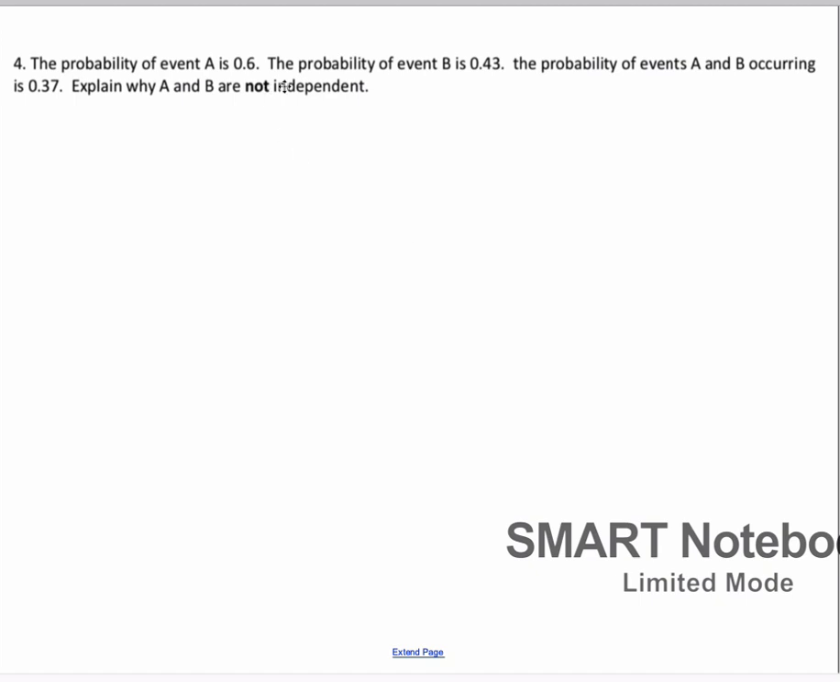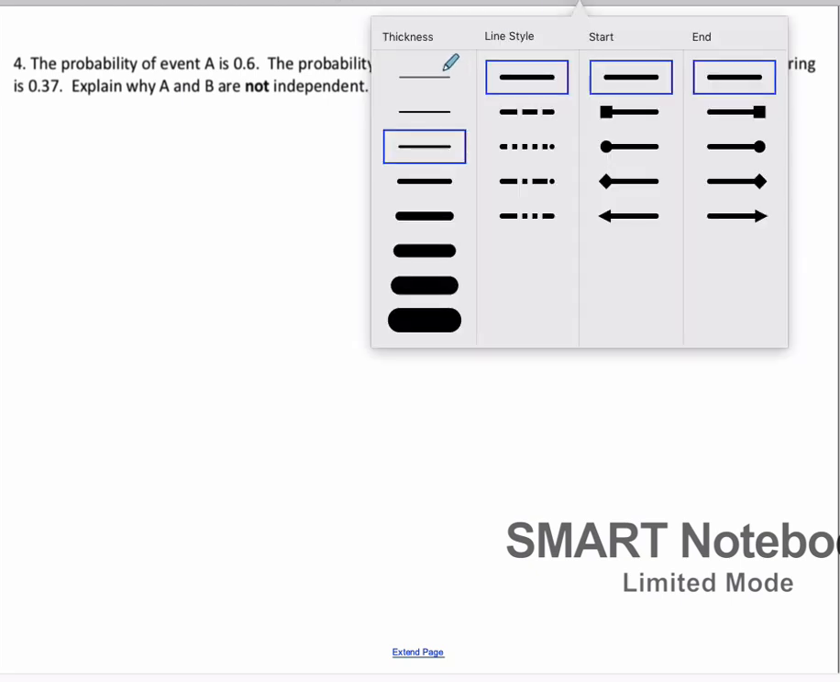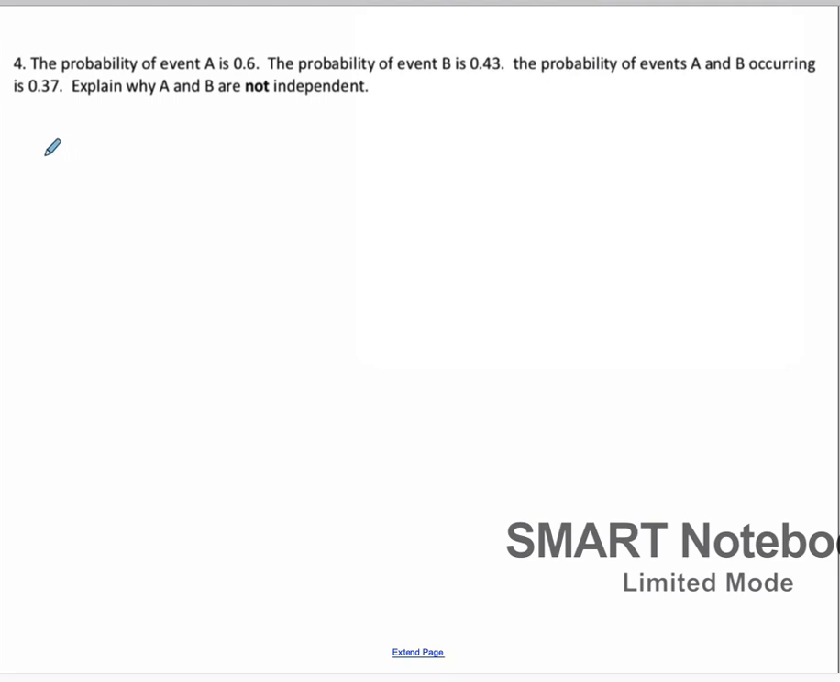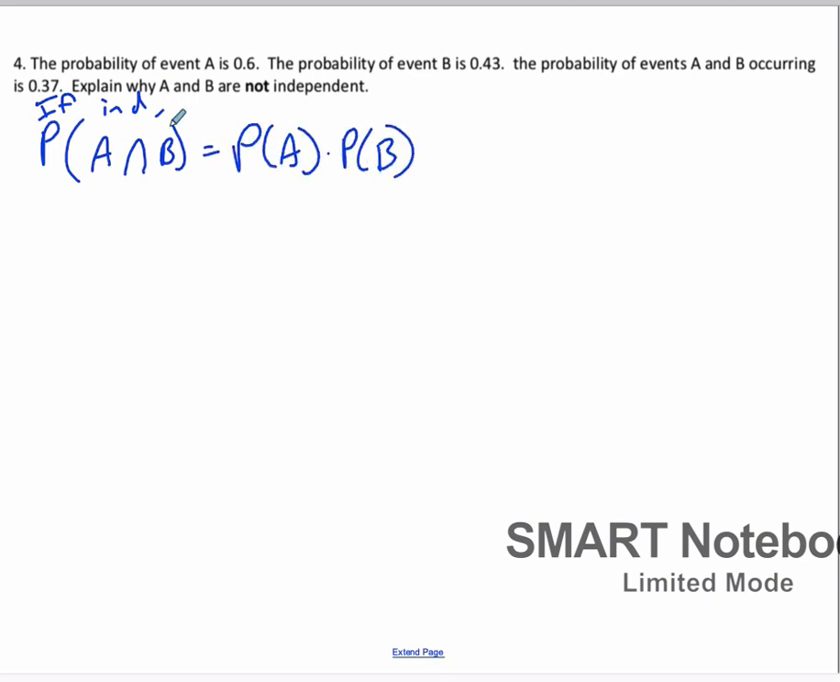Okay, next one, we have to explain why A and B are not independent. You don't really need to know the context for these questions. You can just use this rule. If they're independent, then the probability of A and B equals the probability of A times the probability of B. That only works if they're independent. So if you know these probabilities and they're not equal, that means they're not independent.